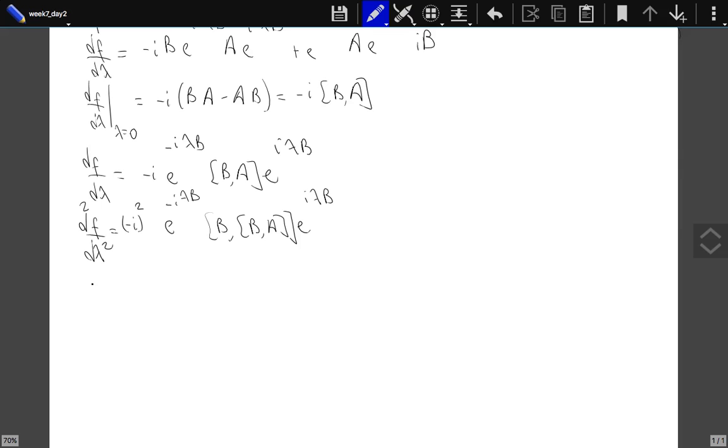Well, you can basically generalize it to the nth derivative. Each derivative brings a factor of minus i, so we have n of them. And again, each derivative just embeds this commutator with B. So we will have e to the power minus i lambda B, the nested commutator of B, B, B, A, e to the power i lambda B. And here there are n B's.